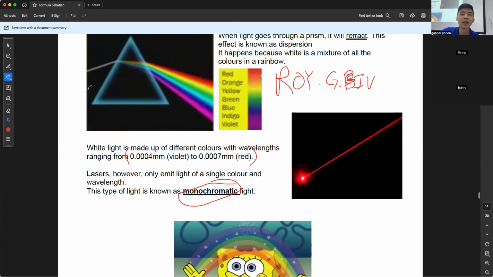Okay. If monochromatic light shoots through this prism, will it disperse or not? If I shoot a laser beam through this prism, will it disperse or not? No. Why not? Because it only has one single wavelength. In order for it to disperse, it needs to have 7 different wavelengths. It could be 2 or more, but usually dispersion is for 7.